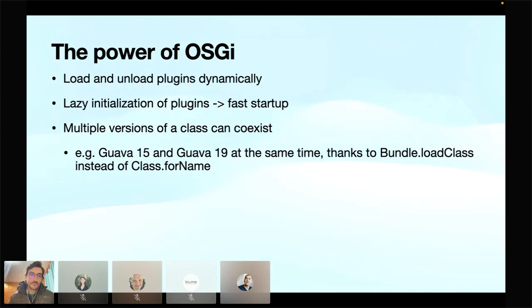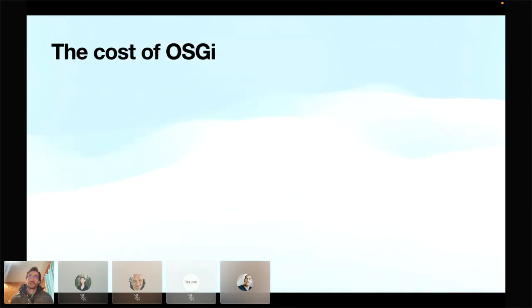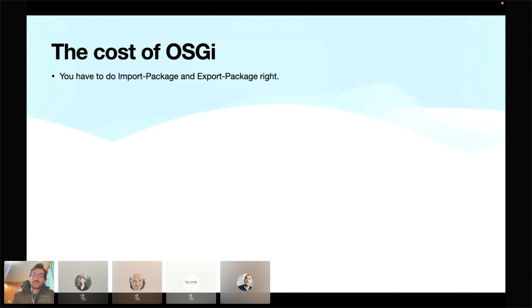And so there's a lot of power in OSGi, and Eclipse is built on top of that power. But there are costs to this design choice. The main thing is you have to do Import-Package and Export-Package right. So if you write code, you can't just run it. You also have to figure out this metadata problem before it'll run. You also aren't supposed to do Class.forName, and this causes ecosystem problems with third-party libraries sometimes.